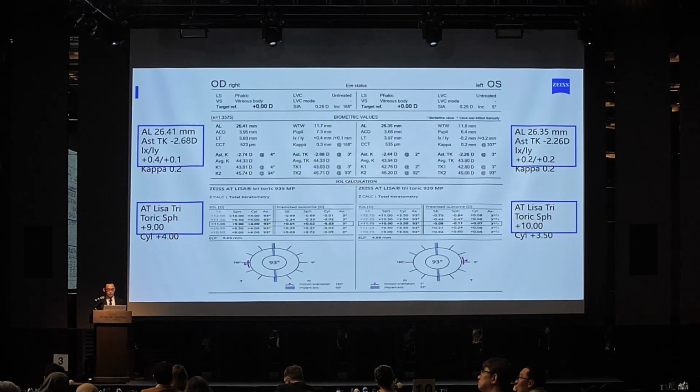When we see the result from the IOLMaster 700, we can see the axial length for both eyes is around 26 mm, with total keratometry for the right eye of minus 2.6 and for the left eye minus 2.2, with normal angle alpha and angle kappa. After we discussed with the patient, we chose Atelisa tri toric with +9 cylinder 4 for the right eye and +10 cylinder 3.5 for the left eye.